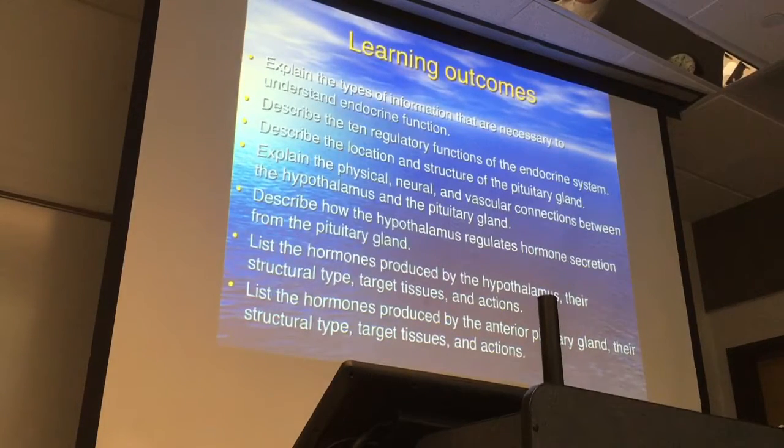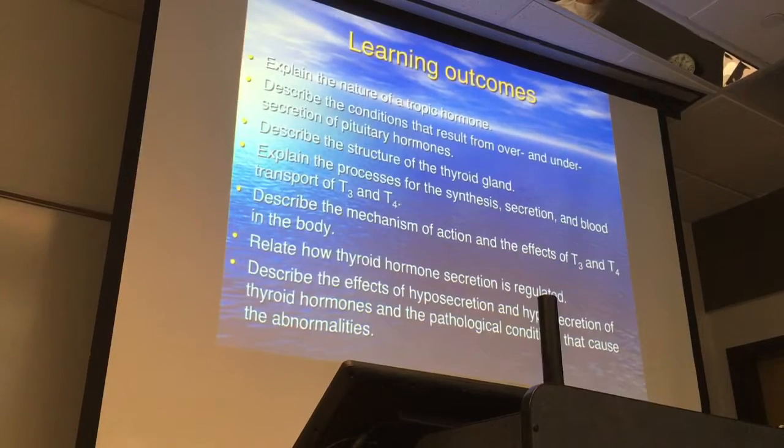List the hormones produced by the anterior pituitary, their structural type, whether they're glycoproteins, lipid hormones, or whatever. Oh, anterior pituitary, they're already always water soluble. Their structural type, so they're going to be proteins, peptides, or amino acid derivatives, target tissues, and actions. Explain the nature of a tropic hormone. That's a hormone that causes an endocrine gland to release its hormone.